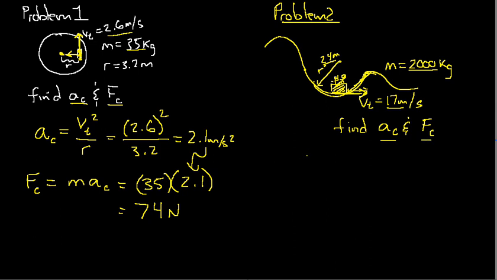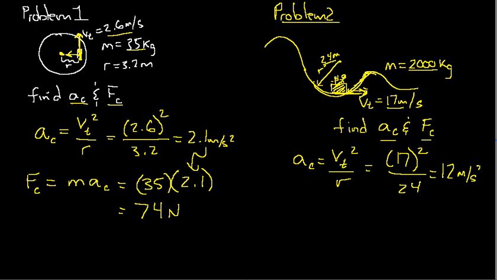So again, in the same fashion, a sub c is v sub t squared over r, which in this case, 17 is the tangential velocity that's given. Don't forget to square it. And the radius is 24 meters there. And if we do that, we would get a centripetal acceleration of 12 meters per second squared. Then if we want to know the force, it's the mass times the acceleration.